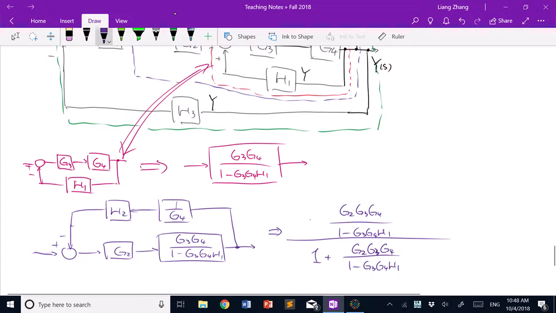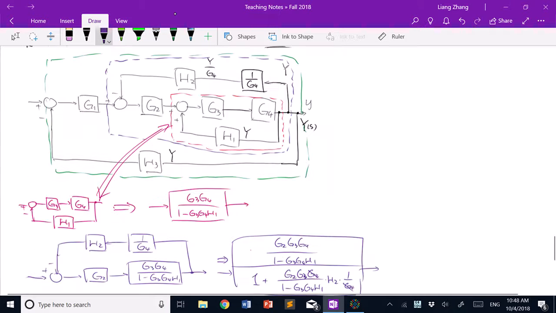This is my direct path. And then 1 minus loop gain, since it comes back with a negative sign, so it will be 1 plus, and everything multiplied together. Right? So it will be G2, G3, times H2 times 1 minus G4. And of course, eventually this G4 will cancel each other.